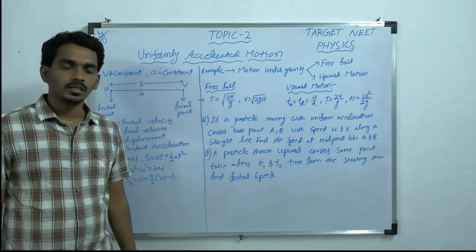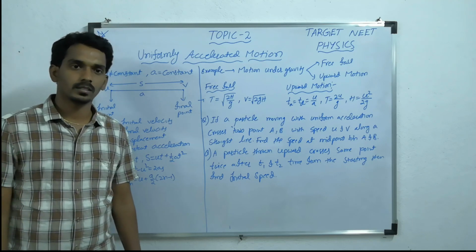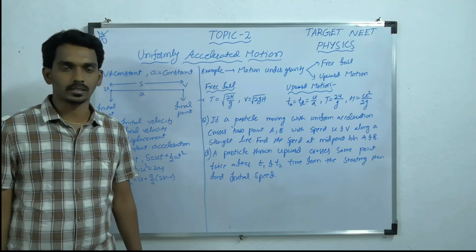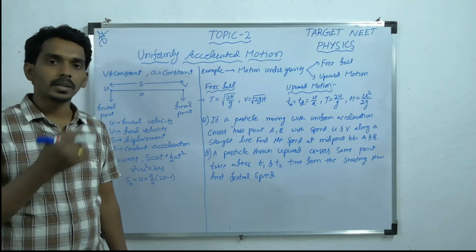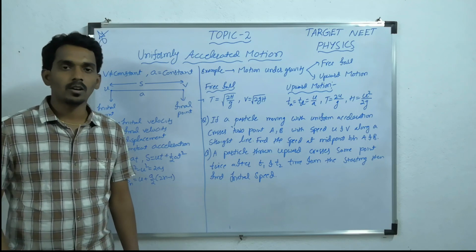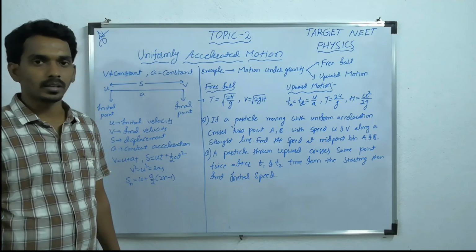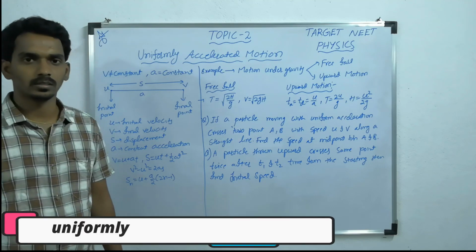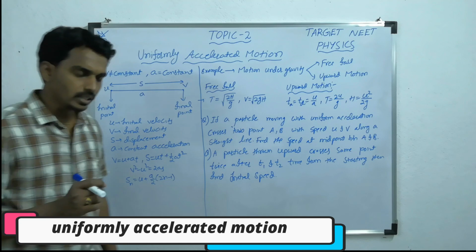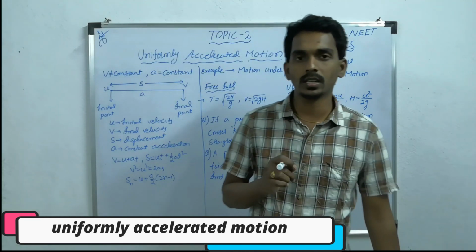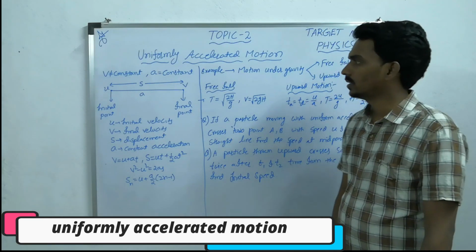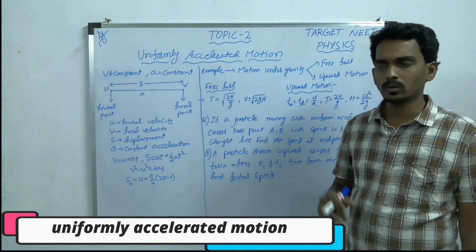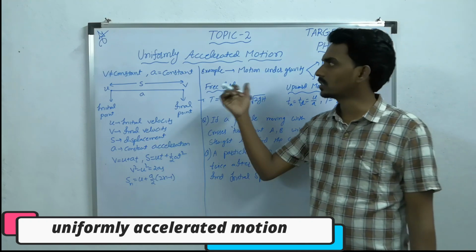Started studying the 45 most important topics of NEET physics, and we completed the first one. Now let us study the second topic, which is uniformly accelerated motion, which comes in motion in one dimension. So here, what are the basic formulas required to solve the questions based on this topic?